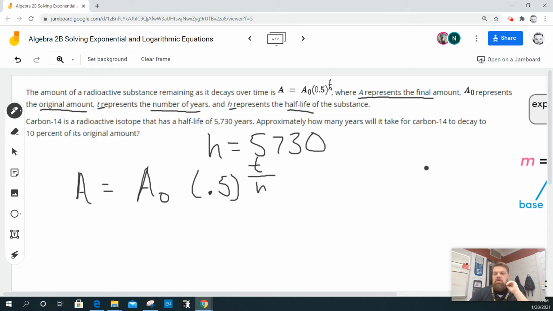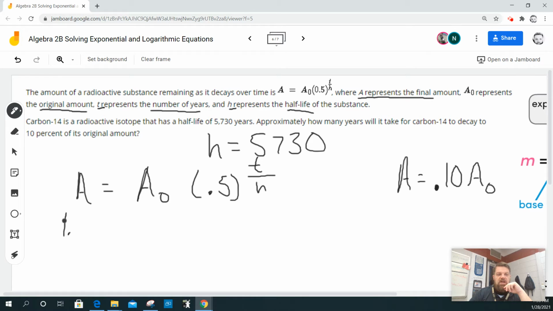So essentially what we want to know is when is A going to equal 10% of its original amount? So remember, we could write this as a decimal. 10% of the original amount is 0.10 times whatever A naught is. A sub 0 is technically pronounced A naught, like N-O-T, like not there, no value. It's an easy way to remember it. But anyways, I'm going to substitute that in.